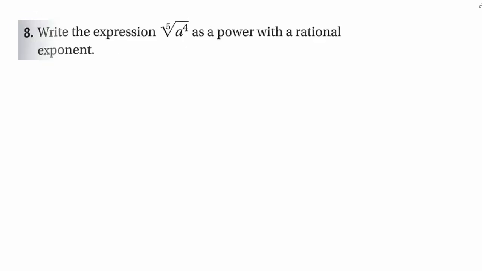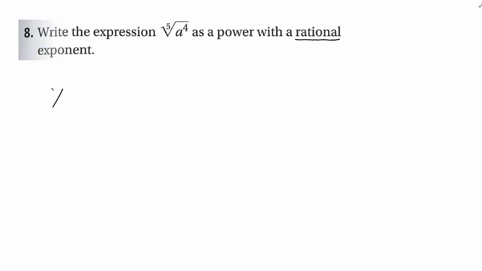For number 8, we're asked to do pretty much the opposite of what we did in number 7. We want to go from radical form to exponential form. When they say rational exponent, rational essentially means write it as a fraction. You could write it as a decimal, but let's stick with fractions.